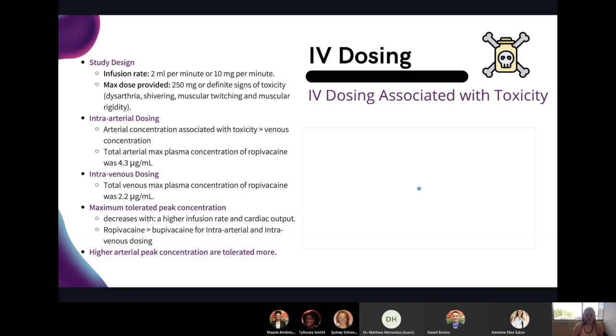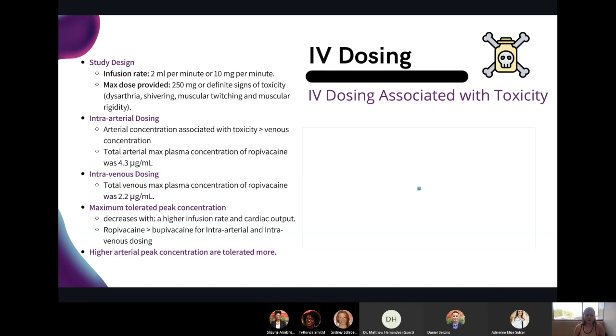Other toxicities that we looked at with intravenous are going to be with intravenous to determine peak plasma concentration, but you could also do it intraarterially, and that's why I wanted to explore this as well. Would there be a higher or lower possibility of toxicity if you were to inject it intraarterial versus intravenously?